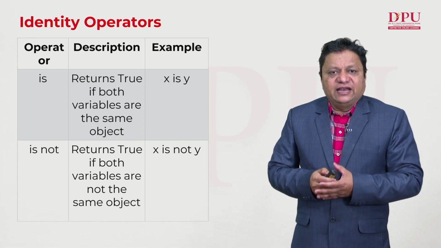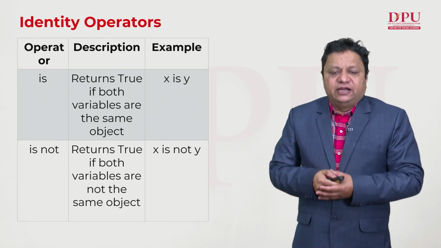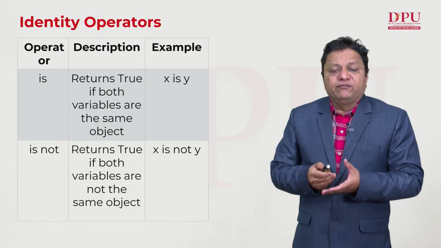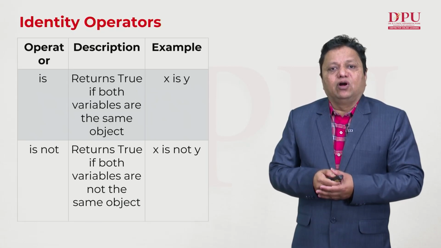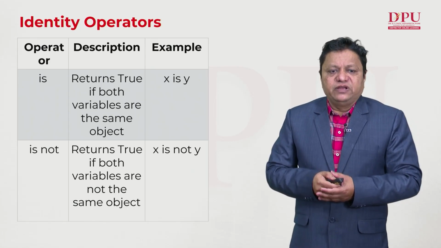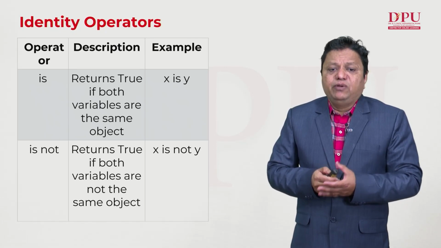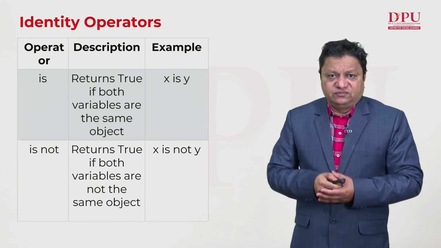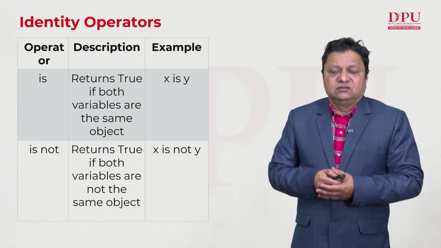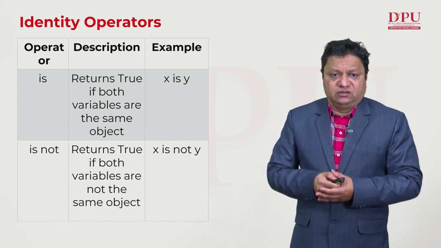It means that if x and y belong to the same object, then it returns true. Is not returns true if both variables do not belong to the same object, that is, they belong to different objects. So this is the opposite of is. Is returns true if both variables belong to the same object. Is not returns true if both variables do not belong to the same object. So this is the identity operator.